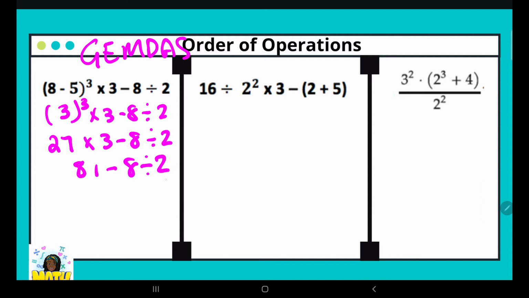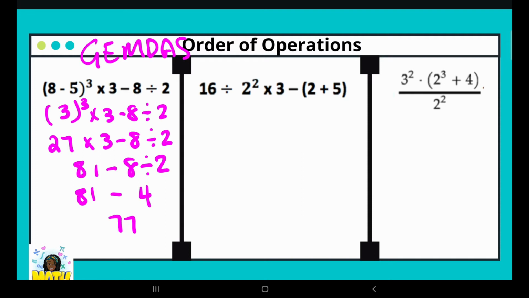Now I'm going to divide. So 8 divided by 2 is 4. And I'm bringing down my 81. And now I'm subtracting. So 81 minus 4 is 77. Okay? And that's what should have been your final answer here. Now let's move over to the next problem.